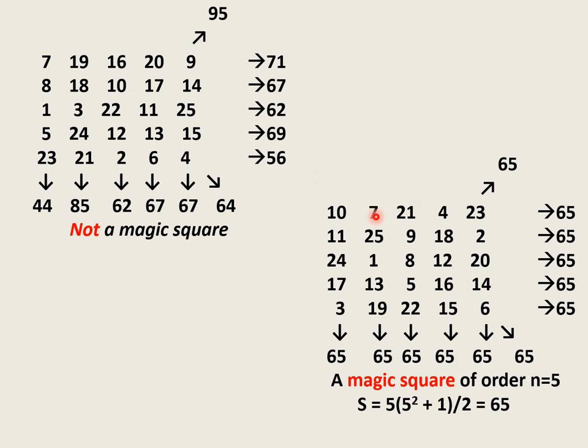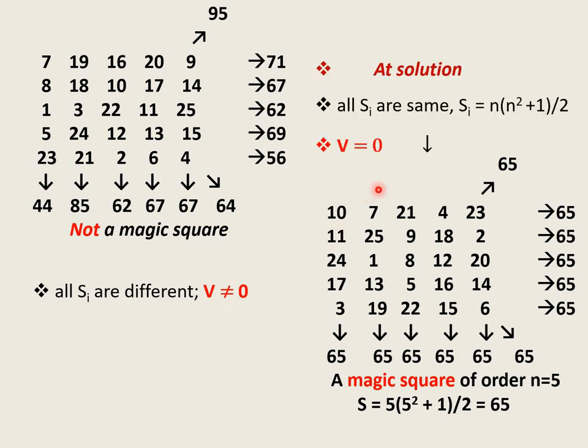Well, but here, after some proper rearrangement, all those numbers 1 through 25 are arranged in such a way that the sum of the numbers down the column, along the row, and along the diagonal are the same, and that is equal to the magic sum 65 for 5 by 5. But interestingly, if you calculate just by using a calculator, you will see that in the first case, all the numbers are different si values, so variance is not 0. But in the second case, all si values are the same, so V is supposed to be 0. Okay? And you can check.